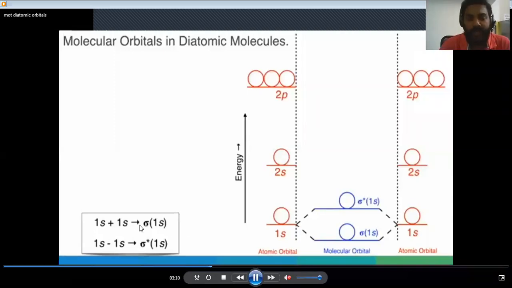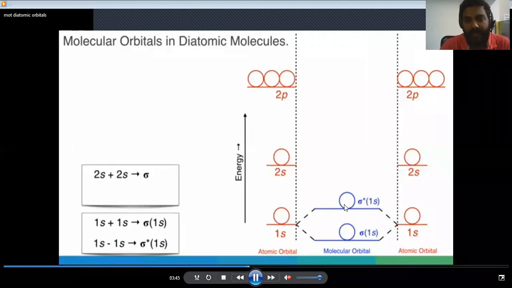From 1s you get the sigma 1s bond, formed by 1s plus 1s. The 1s minus 1s combination is the anti-bonding sigma star 1s. One electron comes from each atom. Here sigma star has no electron; one electron from here, one from here. With the splitting, the other electron jumps to a higher energy, which is less stable.